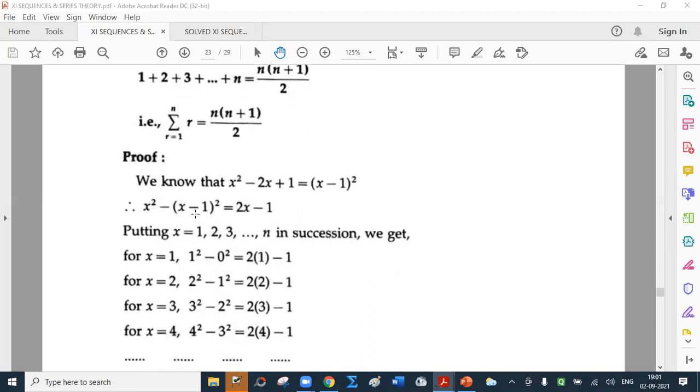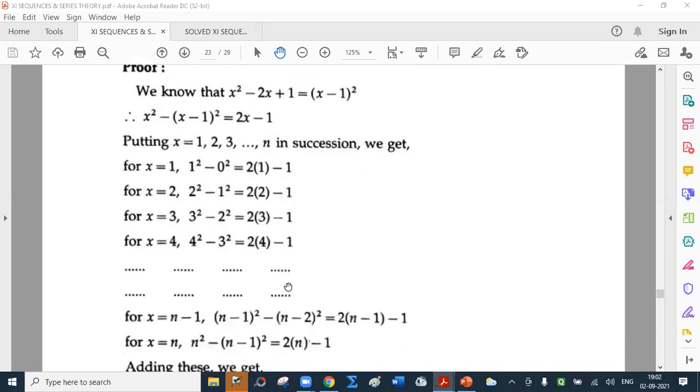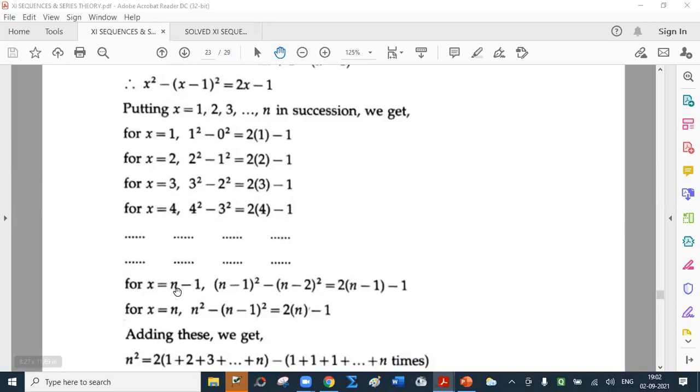So, 1 square minus 0 square is 2 into 1 minus 1. Put x equal to 2. 2 square minus 1 square, 2 into 2 minus 1, up to n. Here you will notice, what is the natural number before n? n minus 1. So it is (n minus 1) square minus (n minus 2) square equal to this. And finally, n square minus (n minus 1) square equal to 2n minus 1.